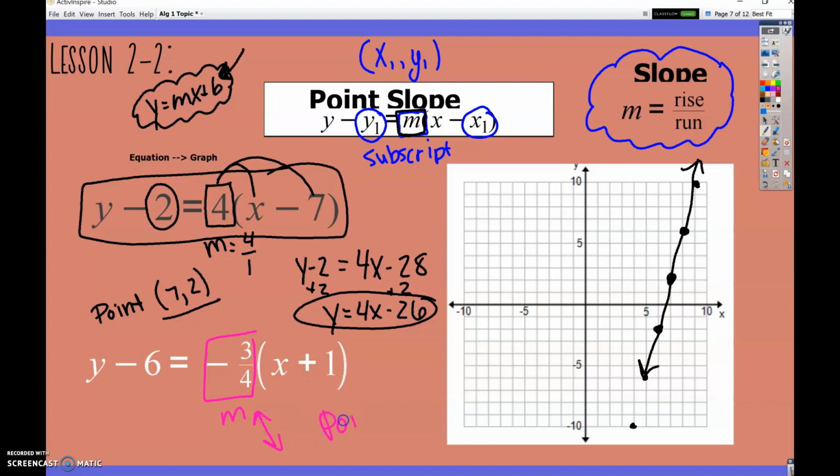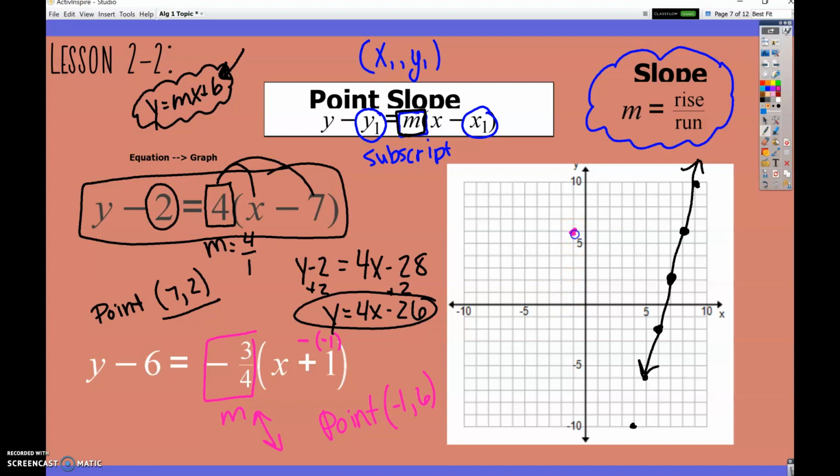And my point comes from the x value in here. Now you see a positive one, but you want to write the opposite, because it used to be a minus sign in the formula, and a negative 1 would make minus a negative become positive. So I like to just think of it as the opposite of what you see here. If it's x plus 1, negative 1 is your x value of the point. Because I see y minus 6, 6 is the y value.